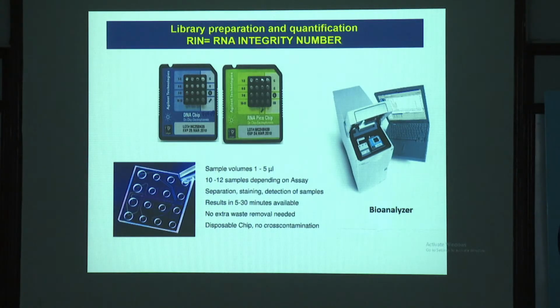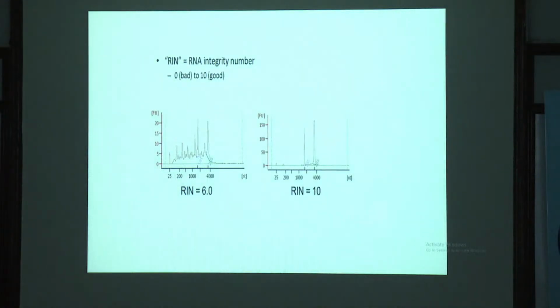So in one well, roughly 10 to 12 samples you can load. Okay, you can check the quality. So after loading your samples, this chip is placed here in the machine and it is attached to the monitor. So you will be getting a result like this in the Bioanalyzer.